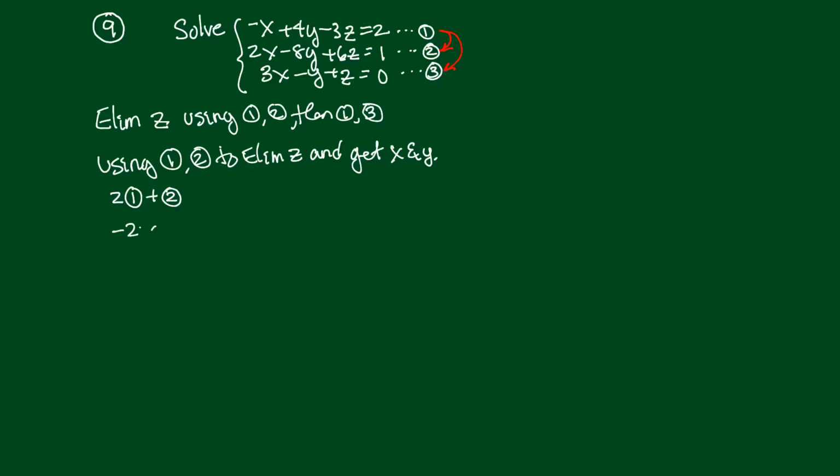We will get, but I'm multiplying by 2, negative 2x plus 8y minus 6z equals 4. Let me just check that multiplication. So I'm multiplying by 2. So negative 2, yeah. Positive 8, yeah. Negative 6, okay. And 4, got it. And then equation 2, no change. So that's just 2x minus 8y plus 6z equals 1.